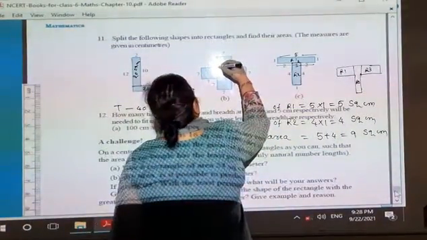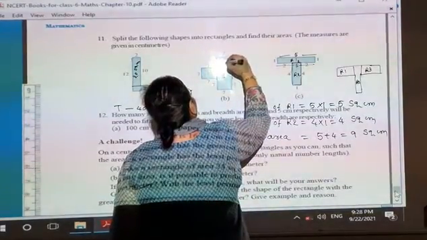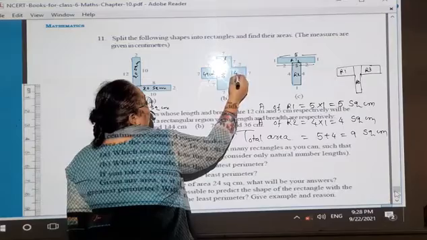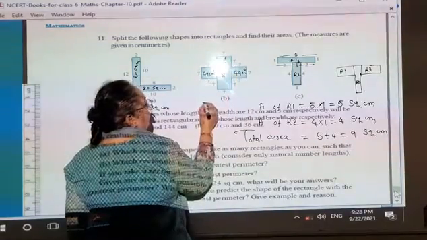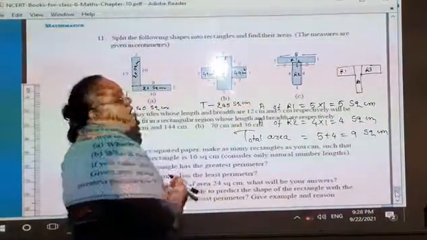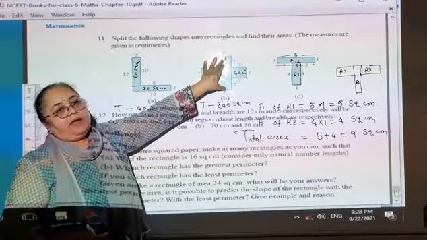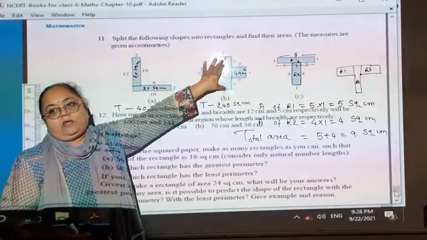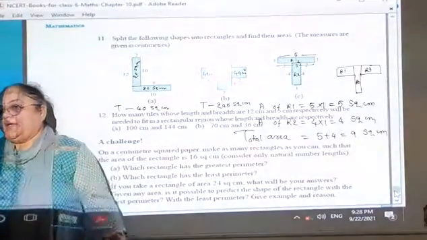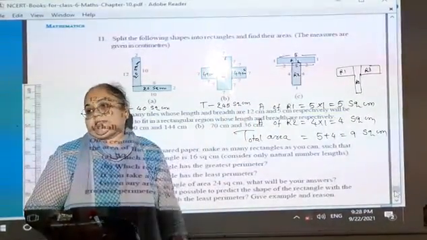For this figure, you draw the line in this way. Write down here 147 square centimeter. Here it is 49 square centimeter. 49 square centimeter. And the total is 245 square centimeter. For figure B, the area between the rectangles is 147 and the sides' areas are 49 square centimeter, and the total area is 245 square centimeter.